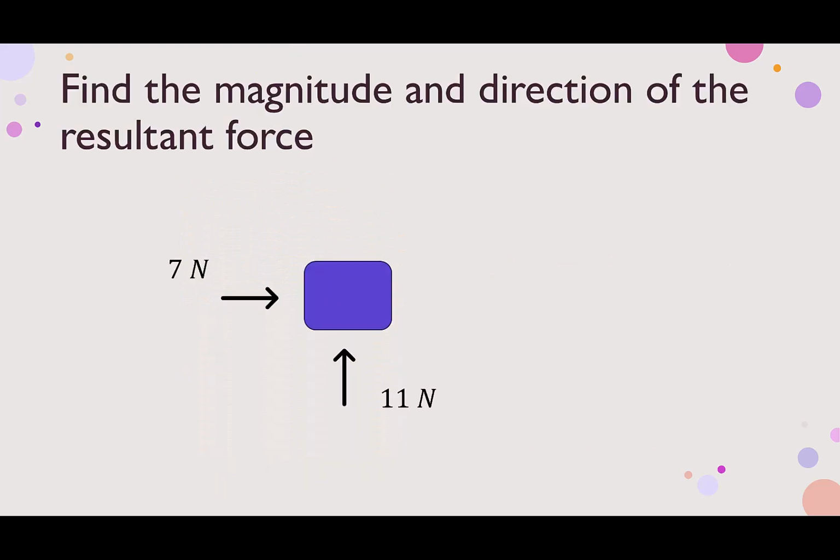Let's find the magnitude and direction of the resultant force, where we're going 7 newtons to the right and 11 newtons up. Remember that when you add the vectors, you want to add them head to tail. Our resultant force will be the hypotenuse of the triangle that these two sides form. We can see it goes up and to the right.